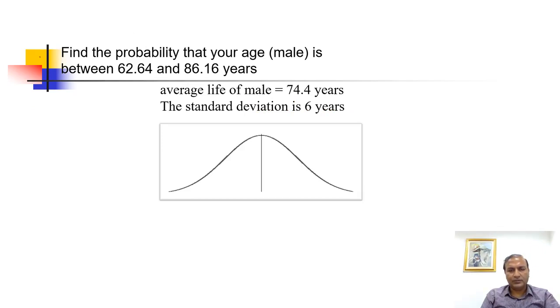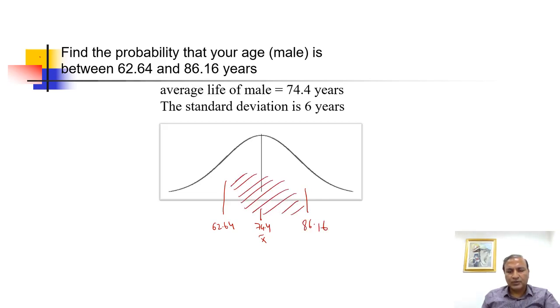So I will do it again. I hope you have already done it, but let us do it together. We have to find the probability that your age is between 62.64 and 86.16. And remember that the average is 74.4 and the standard deviation is 6 years. So basically, in the middle we have 74.4, this is x bar, and we have to find the probability between 62.64 and 86.16. So we have to find this probability.